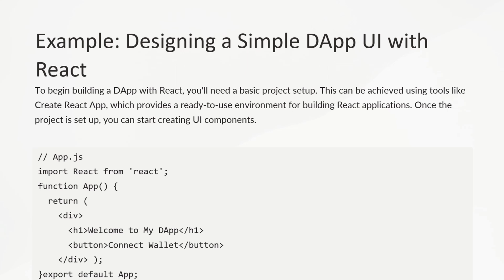To begin building a DApp with React, you'll need a basic project setup. This can be achieved using tools like Create React App, which provides a ready-to-use environment for building React applications. Once the project is set up, you can start creating UI components, such as the example shown below. This code defines a simple component that displays a welcome message and a button for connecting to a wallet.